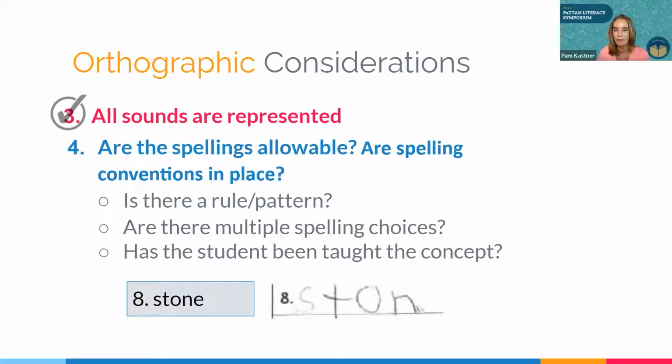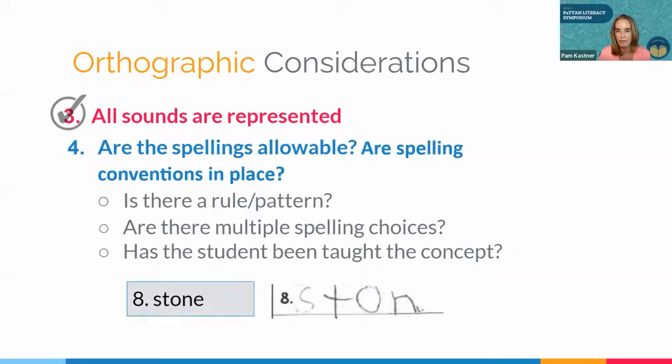So let's look at this word stone. So are the spellings allowable? And the answer to that is no. The spelling for that long O spelling is not spelled with a letter name, it's spelled with a spelling convention. Are there multiple spelling choices? Yes, we can represent the long O spelling in many different ways. OA, O with the silent E, and so many others.